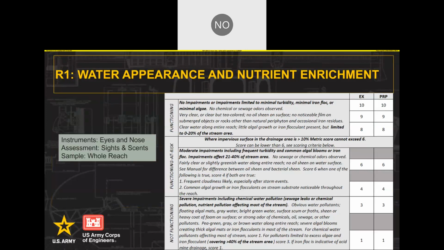Functioning is you don't really have much going on. You might have a little bit of algae or something like that, a little spot of flock here and there, no big deal. But it's limited to less than 20% of the stream area.